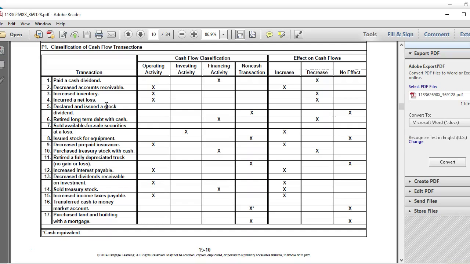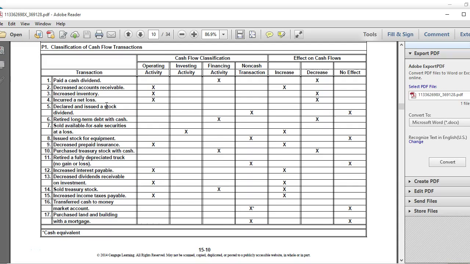Retired long-term debt with cash. When we retire long-term debt with cash, this is part of financing. And what happens to our cash? Do we use it? Yes, it's going to decrease our cash, won't it? Right?